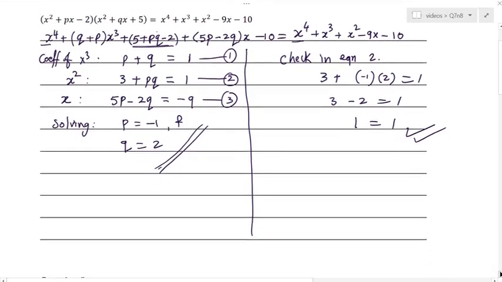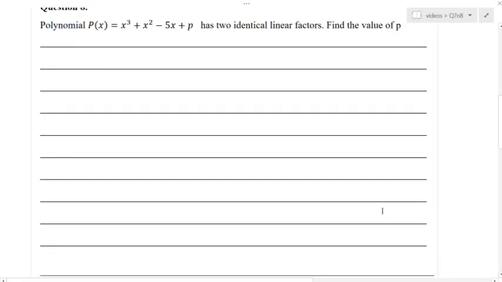Next one, let's look at the next problem, which might be a little bit tricky. So here you've got a polynomial. It's a cubic polynomial, and the only clue is that it has one constant term which is not known, as indicated by the letter P.